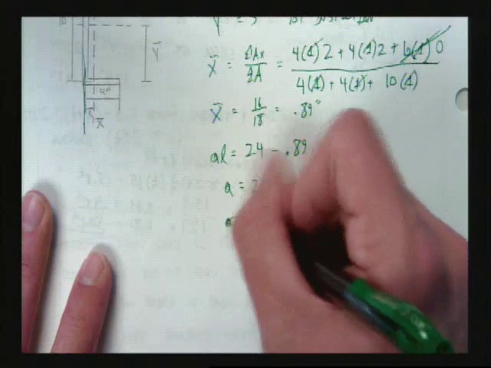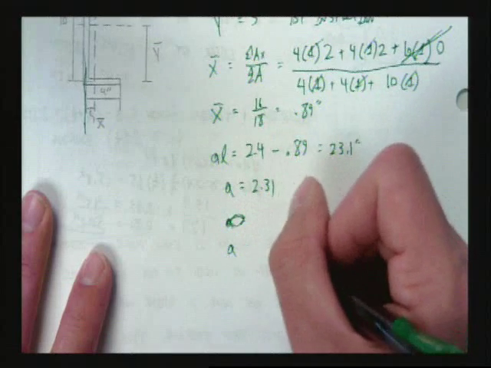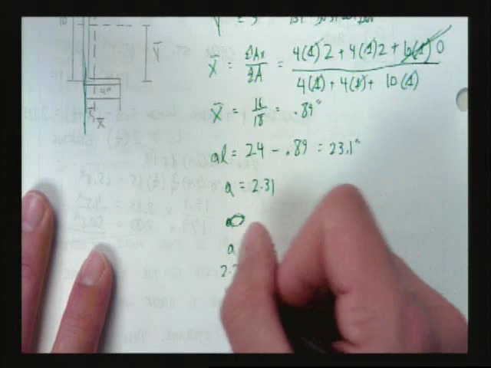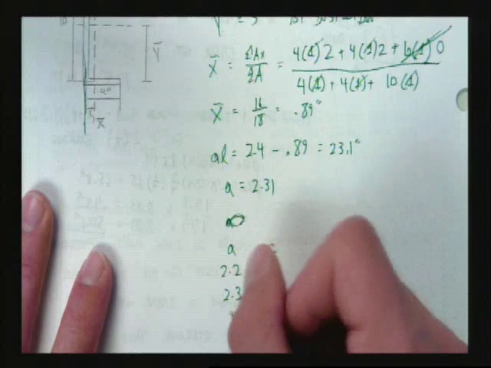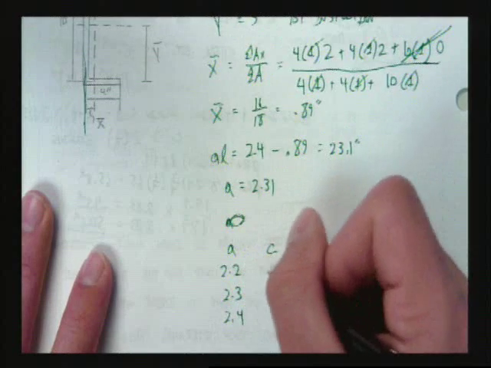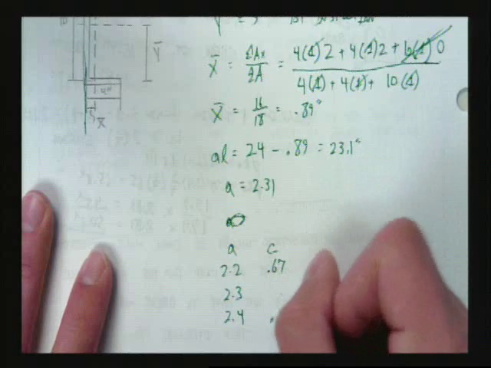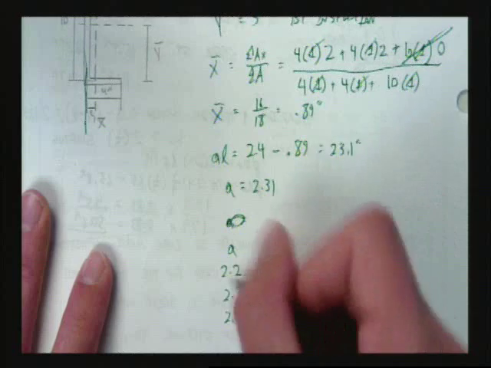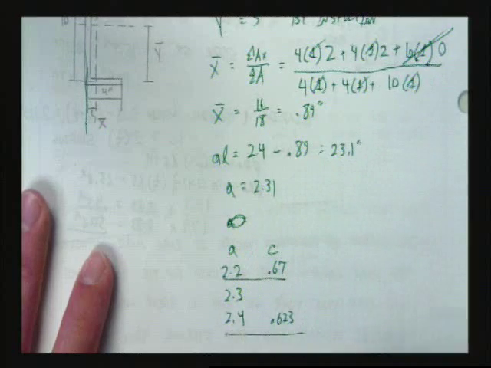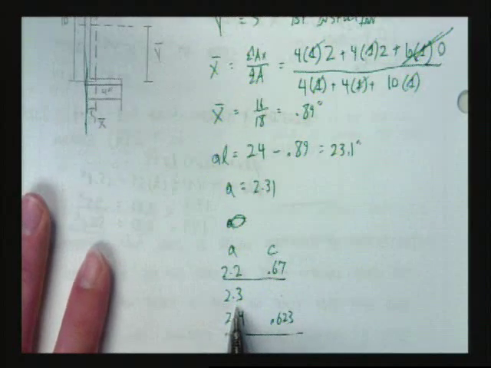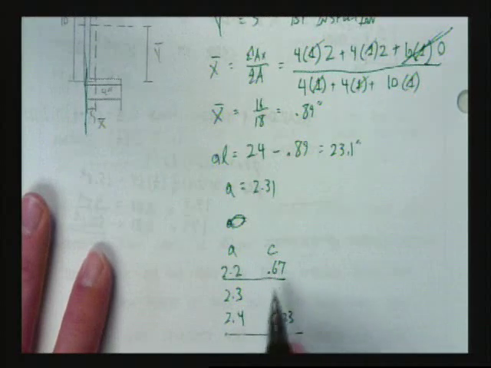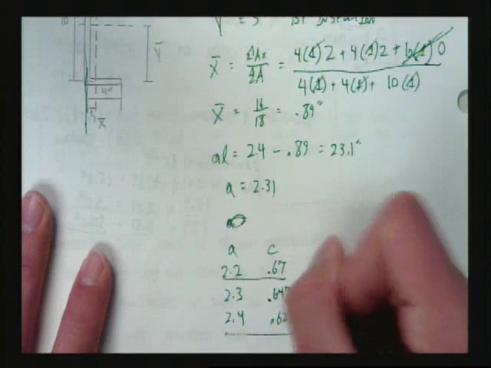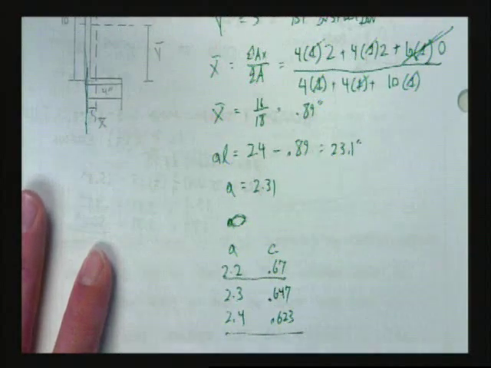So if I go into my table, I have an A and a C. I can have 2.2, 2.3, 2.4, 0.67, 0.623. These are values from the table. This is what I calculated. So I could have used a conservative one, but I'm going to expect you to interpolate in this class. So interpolated value is 0.647.